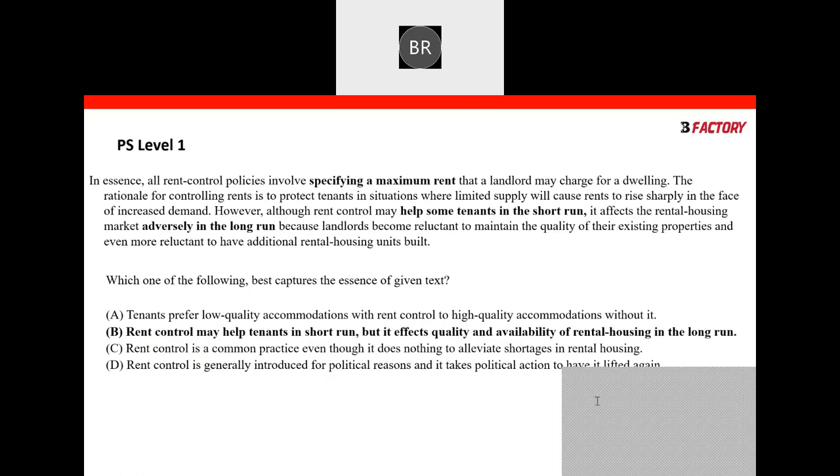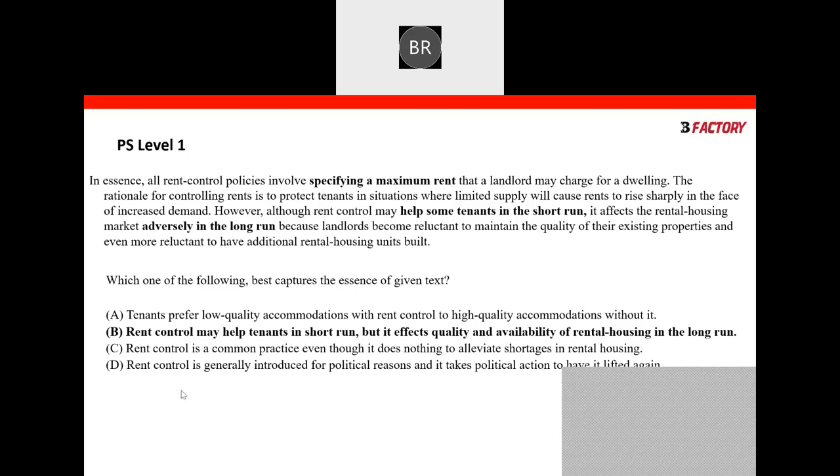I'll just discuss my thought process. While reading, I'll say rent control leads to specifying maximum rent. It helps some tenants in the short run, but adversely in the long run because of quality issues. So best captures the essence of text. Option A. Tenants prefer low quality accommodations.